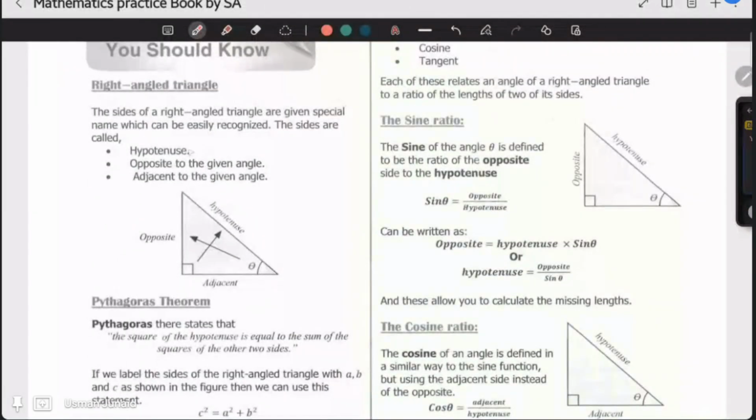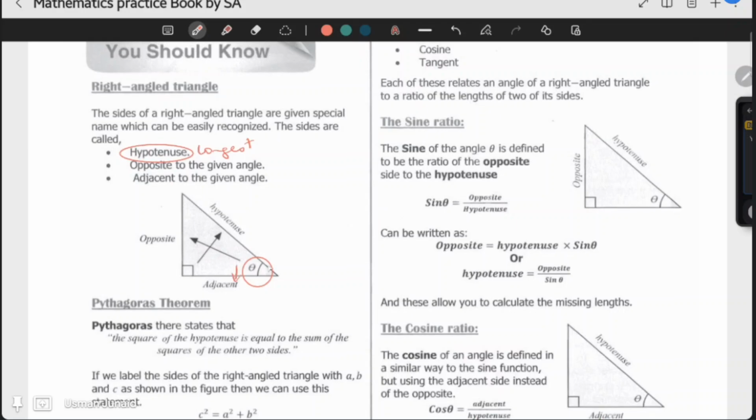So we have the hypotenuse, which is the longest side in a right angle triangle. Then we have two other lines which are called the opposite and the adjacent, right? They are defined by the angle that we are viewing. So, for example, if we are viewing this angle, the line right next to that angle is called the adjacent, and the line that faces that angle is called the opposite. Make sense?